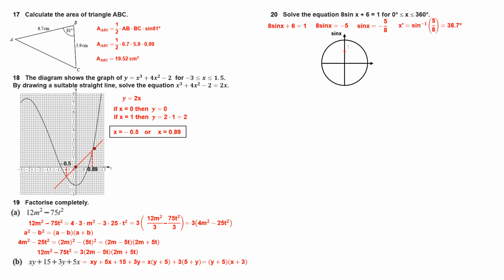It's important to note that the sine function is negative in the third and fourth quadrants. Therefore, to find the angles in these quadrants, we can use the following formulas. In the third quadrant, the angle is calculated as 180 plus reference angle. In the fourth quadrant, the angle is calculated as 360 degrees minus reference angle.